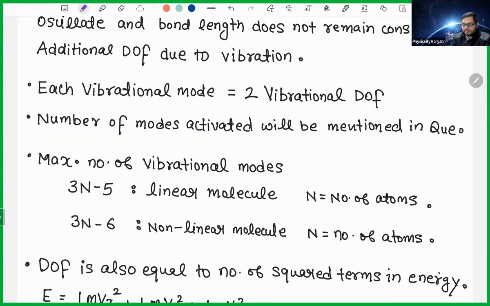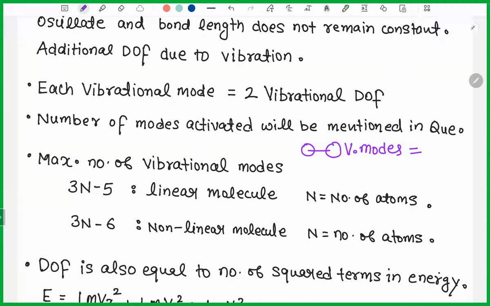So let's take an example of a diatomic molecule. For a diatomic molecule, can you tell me the number of modes? N is the number of atoms. Can you use the correct formula and tell me the number of vibrational modes? Yes. One. Because it's a linear molecule, I use this formula, and the number of atoms is 2. So 3 into 2, 6 minus 5 is 1.